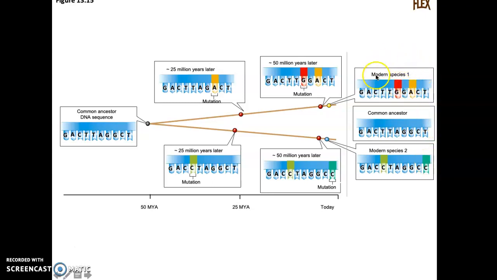Both of these, modern species 1 and modern species 2, had a common ancestor. It was this one. They are very similar in their sequence, but they do have some dissimilarities that evolved over time. So that's how we think DNA can help us, by looking at these sequences and getting an idea of how similar or not these organisms are.